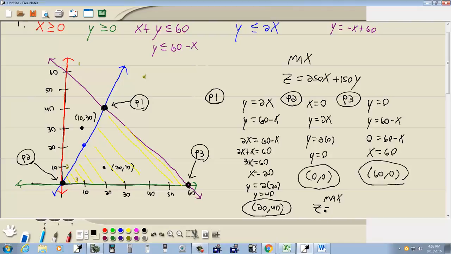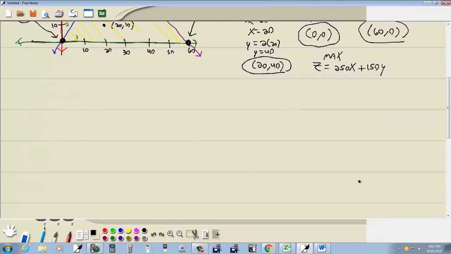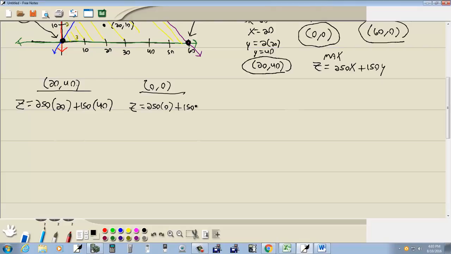Now our goal is to maximize z is equal to 250x plus 150y. Okay, so what we're going to do now is we're going to take each one of those points and plug it into this equation. So I got 20, 40. Z is equal to 250 times 20 plus 150 times 40. Plug that in for x, plug that in for y, and just double check myself. Do the same thing for 0, 0. So I got z is equal to 250 times 0 plus 150 times 0. And then do the same thing for 60, 0. So we got z is equal to 250 times x, which was 60, plus 150 times y, which is 0.